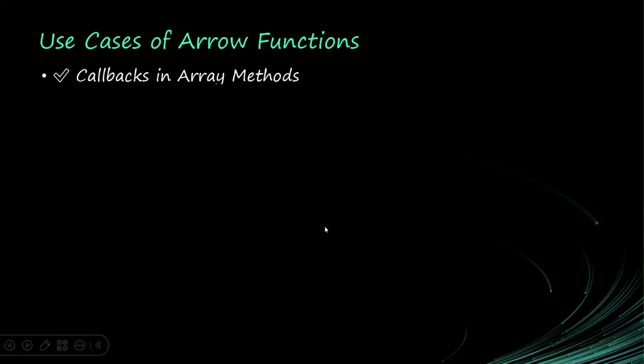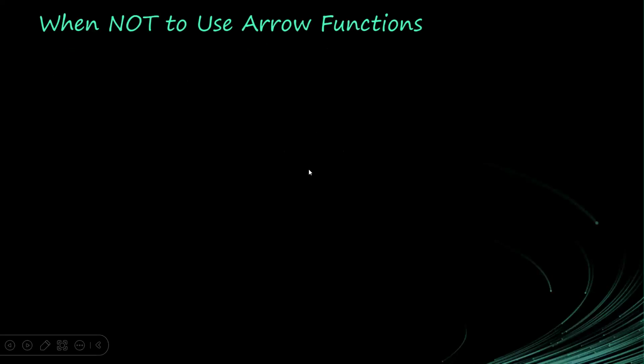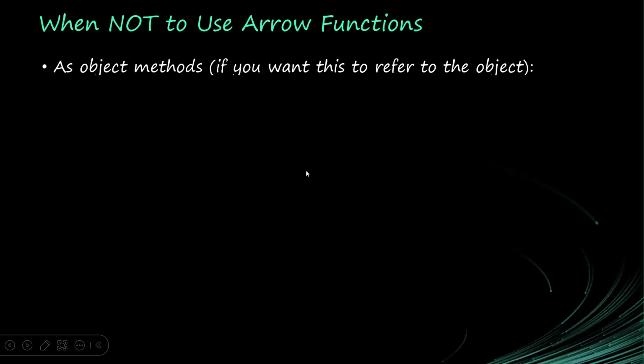So callbacks in array methods and event handlers are why you use arrow functions. But if you need the this to refer to the element, remember when you're getting an element with document.get, whatever, make sure you're using a normal function. If you want the this keyword to refer to the element, use a normal function instead of an arrow function. Inside a class, the this keyword is also preserved for arrow functions. When not to use arrow functions: as object methods. If you want the this keyword to refer to the object, don't use arrow functions.